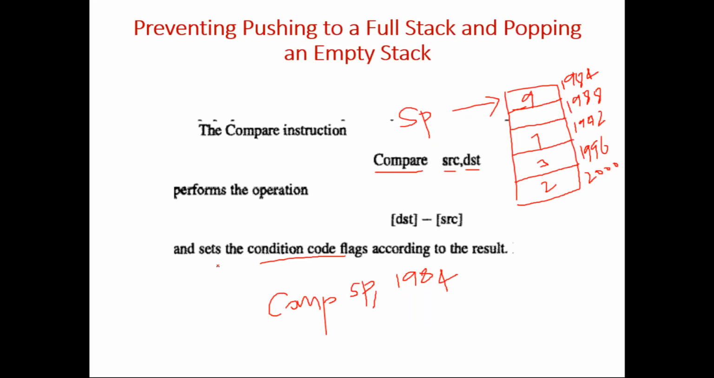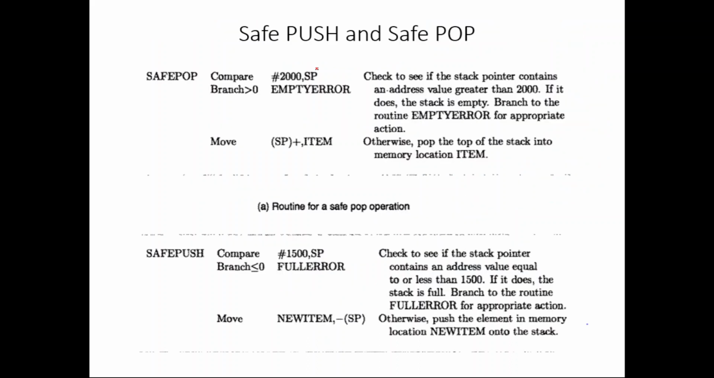Okay, fine. So this compare instruction, you can see this is destination and this is source. So the right side is subtracted from the left side. Okay, so this you should be clear. So here also we perform SP minus 2000. Here also we perform SP minus 1500, right? Okay, so I think it's clear. So for example, if the top of the stack is 1500, and SP is pointing here, then SP is 1500, so 1500 minus 1500 is 0. Branch less than or equal to 0, it will say it is already full.